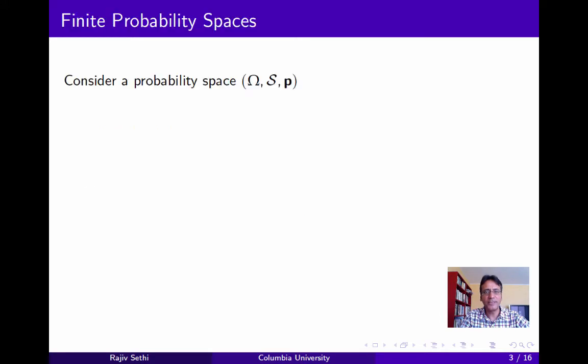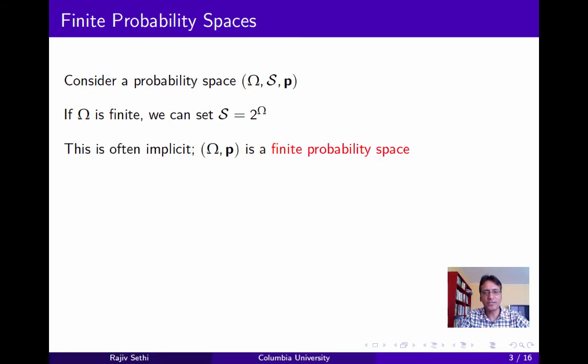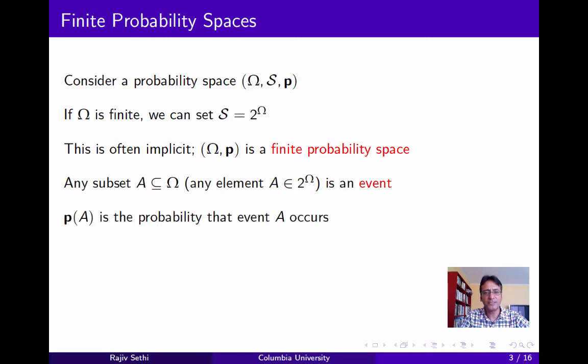So consider a probability space (Ω, S, P), where Ω is a sample space, S is a sigma algebra, and P is a probability measure. Now if Ω is finite, we can let the sigma algebra be the power set of Ω, and this is often left implicit, so the pair (Ω, P) is referred to as a finite probability space. Now any subset of Ω, which is an element of the power set, is referred to as an event, and the image of A under P is the probability that the event A occurs.